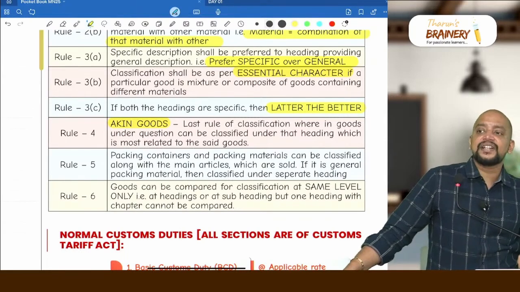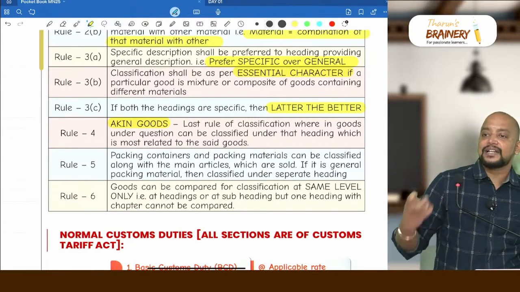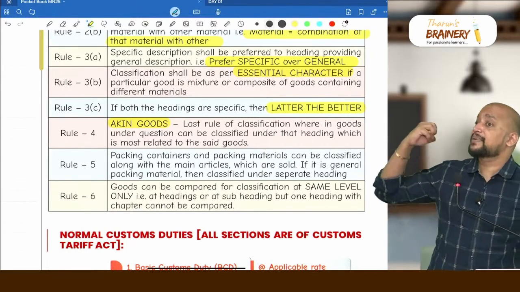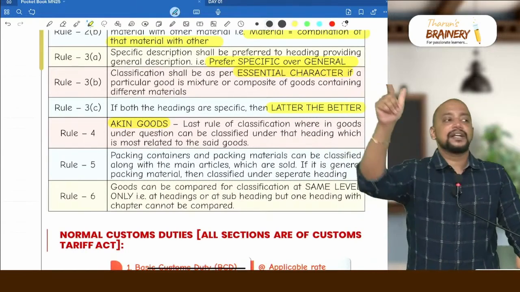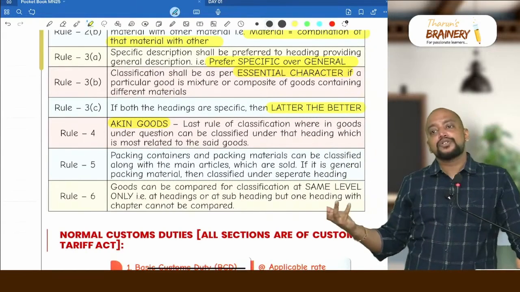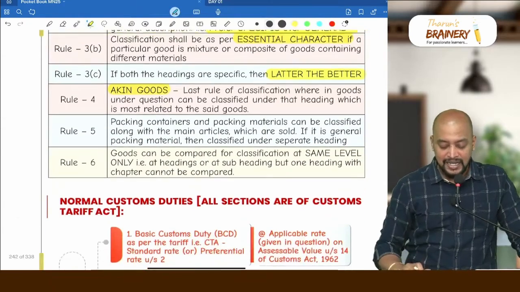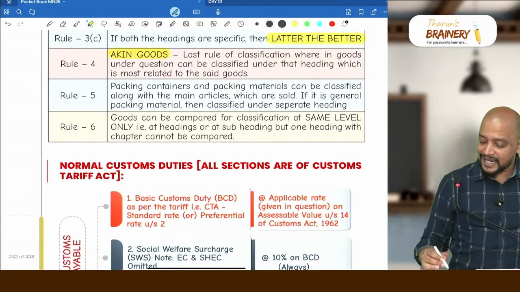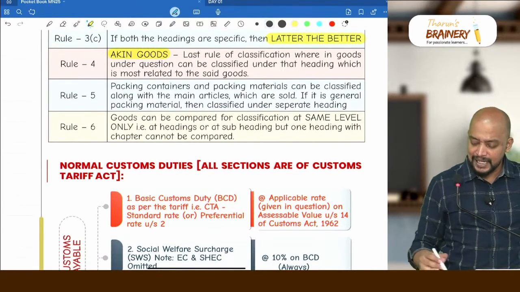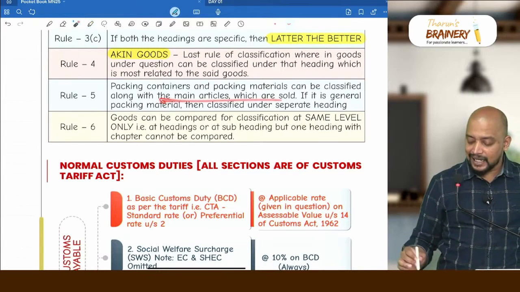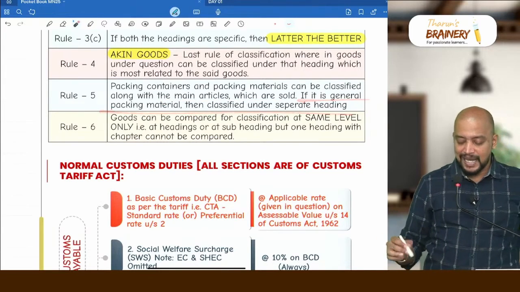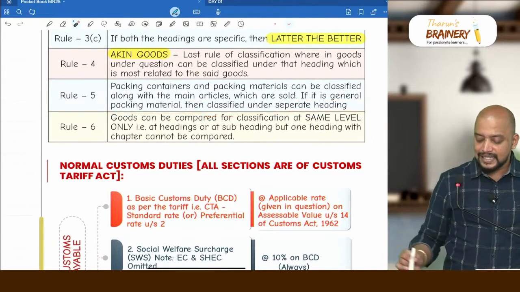Whereas if it is a normal plastic container or metal container, you check whether any separate heading is there for that. Under that separate heading it will be classified. Suppose if there is no separate heading, then we don't have to pay customs duty with respect to that. That is, packing containers and packing materials can be classified along with the main article which are sold. If it is general packing material, then it is classified under a separate heading.